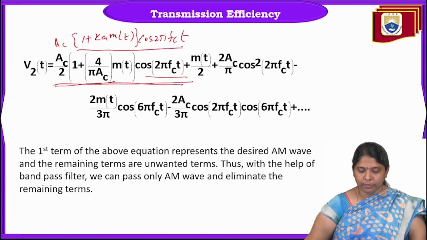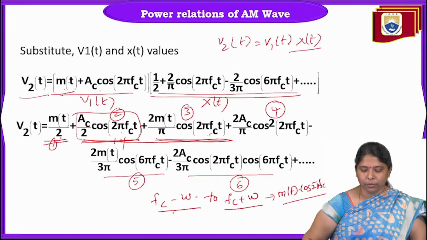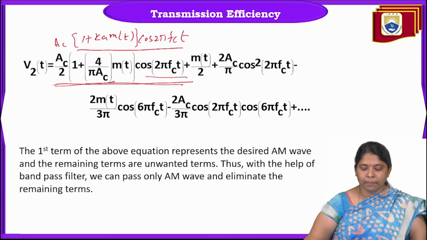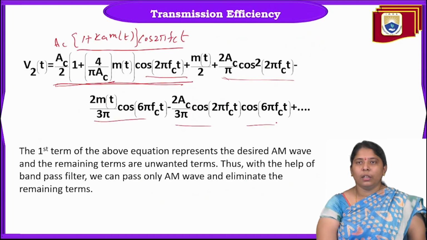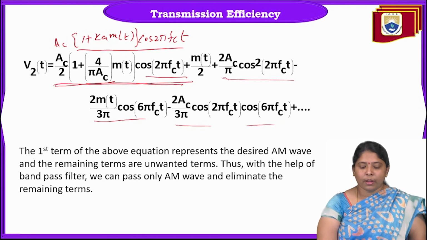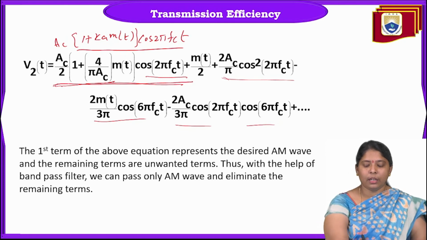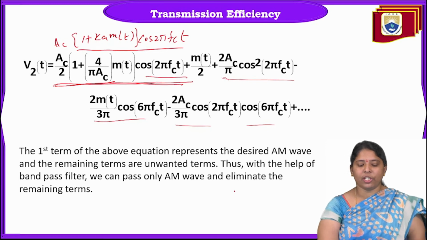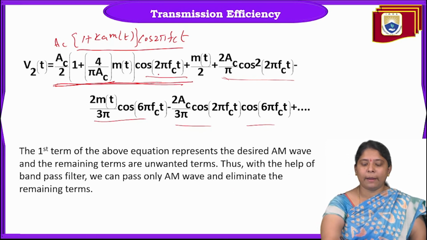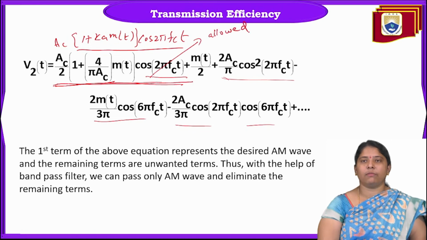And the remaining terms, as usual, are m of t by 2 and 2AC by pi into cos square 2 pi fct. Remaining all the terms we will write as usual. And the first term is the desired AM wave equation. This is allowed by the band pass filter.